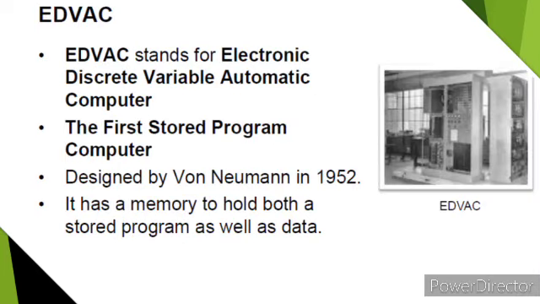The next device is EDVAC. EDVAC stands for Electronic Discrete Variable Automatic Computer. It was the fastest stored program computer. It was designed by von Neumann in the year 1952. It has a memory to hold both types of storage, the program as well as data.